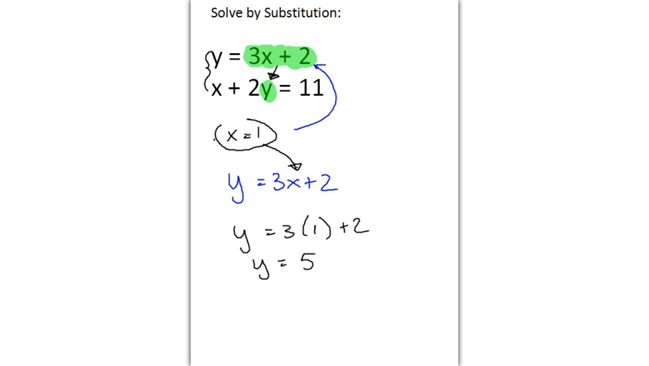So that means the solution to our system of equations is the point (1, 5), where x is 1 and y is 5.